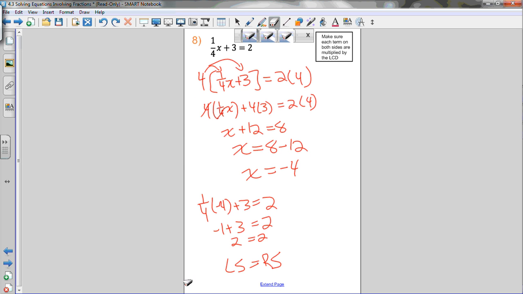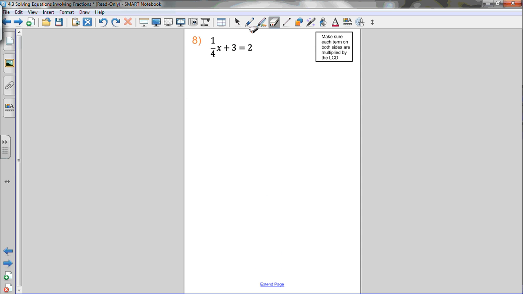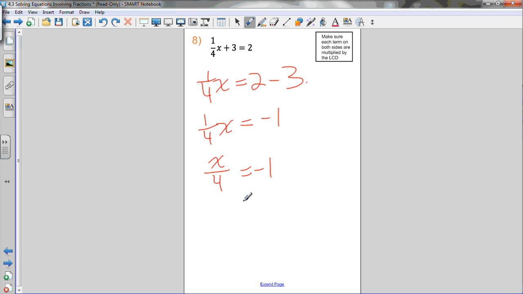You could have done this question in a lot simpler way, and I'll show you that way right now. What I would have done is just isolate the term with the x first by moving this plus 3 to the other side. I would have noticed that if I move this positive 3 to the other side, I could simplify this question. So I have a quarter x equals 2 minus 3, which is negative 1. Multiplying something by a quarter is the same as dividing it by 4, so I'm going to rewrite it like this: x over 4 equals negative 1.